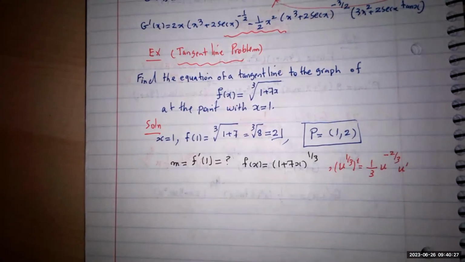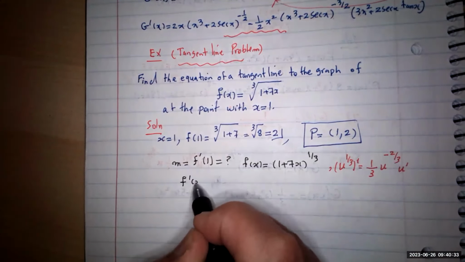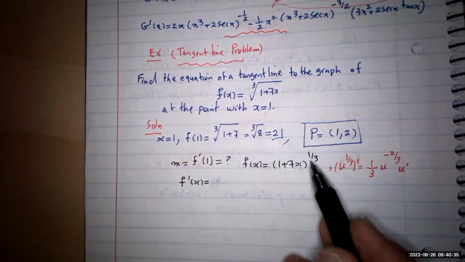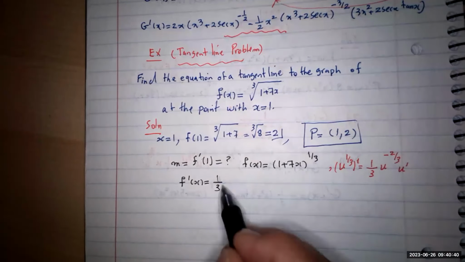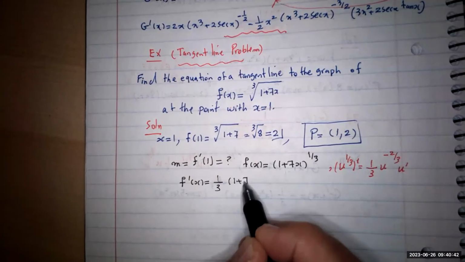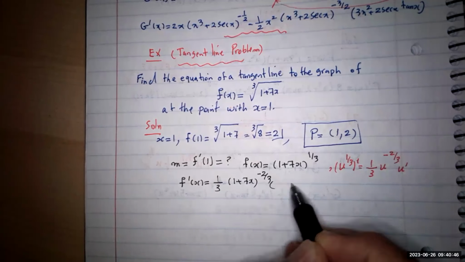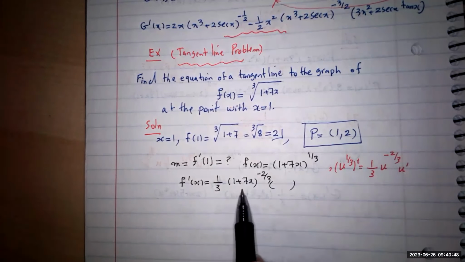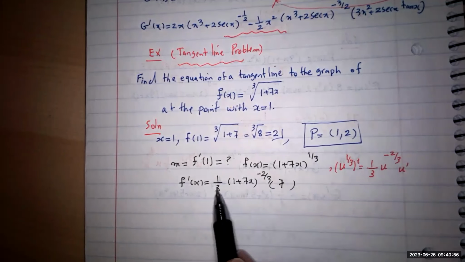Okay. So go ahead and differentiate it. That gives f prime of x equal to, bring the power down, 1/3 times 1 plus 7x to the power minus 1, so negative 2/3, times the u prime. U prime is the derivative of the inside, and the derivative of 1 plus 7x is just 7. So we have the monomial, put them together.